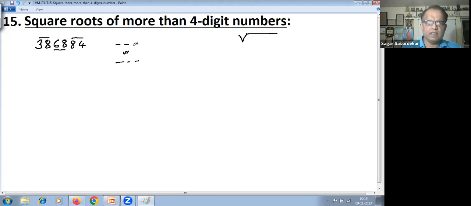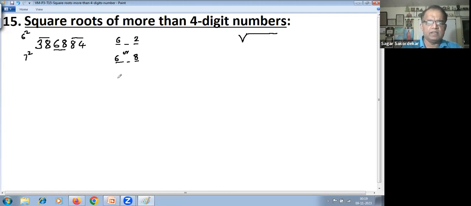Based on the last digit, we decide the last digit of the square root. The square root of 4 is 2. The other option is its complement. Based on the first group here, we decide the first digit. 38 is between 6 square, that is 36, and 7 square, that is 49. 38 is between 36 and 49. The lower side square root is 6.